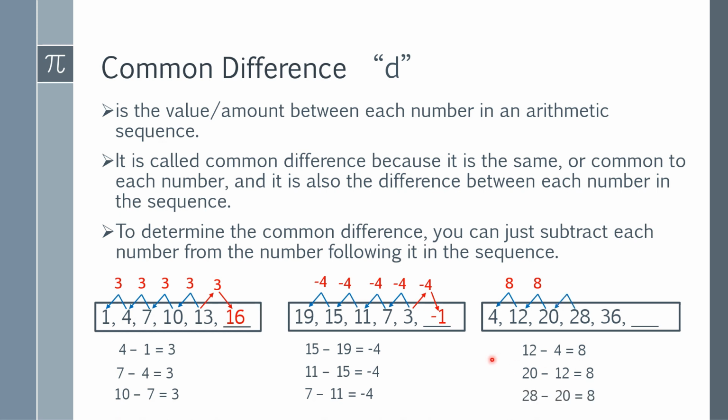Next, we have 28 minus 20, and the answer is also 8. Next, we have 36 minus 28, which will also give us 8. So the common difference in this sequence is 8. So to get the next number, we will just add 36 plus 8, and the answer is 44.